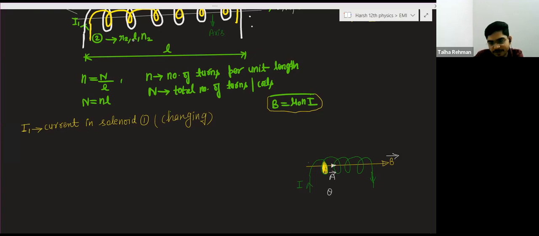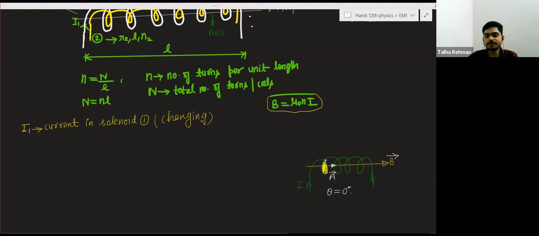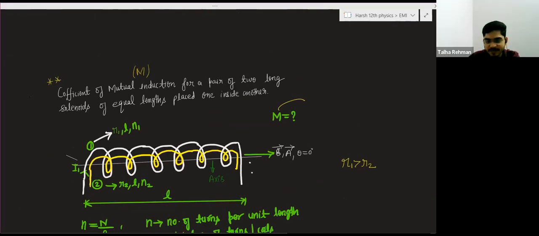So what is the angle between the area vector and the magnetic field vector? 0 degree. Area vector is perpendicular to the plane of the coil. So this is one coil of the solenoid, and perpendicular to the plane of the coil will be this direction. So that is why I have written magnetic field is in this direction, area vector is in this direction. So theta is equal to 0.